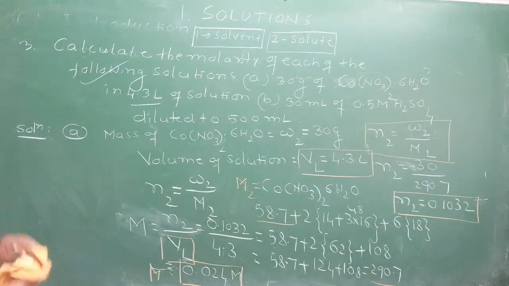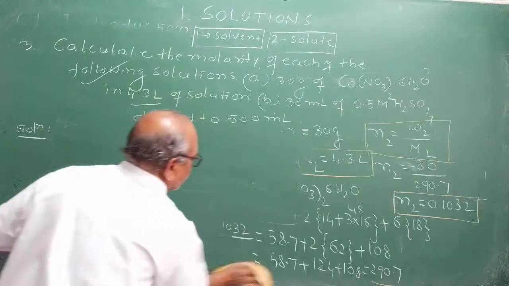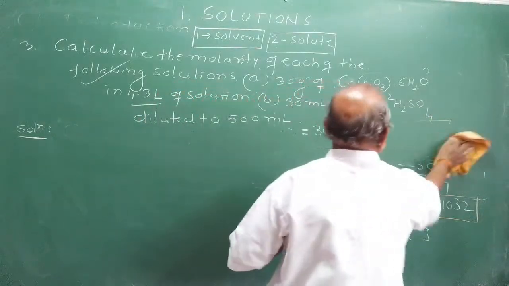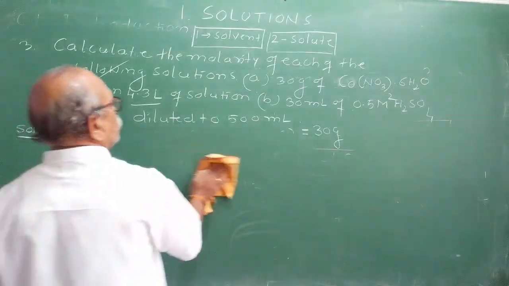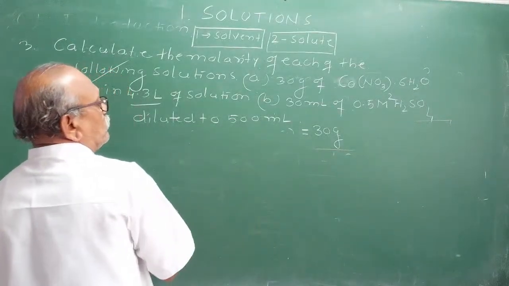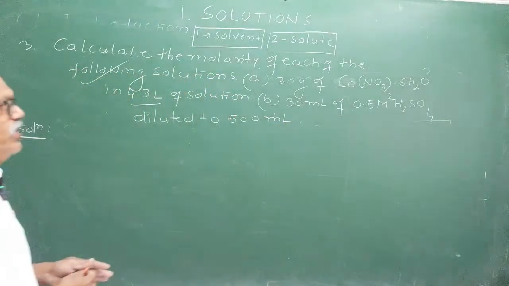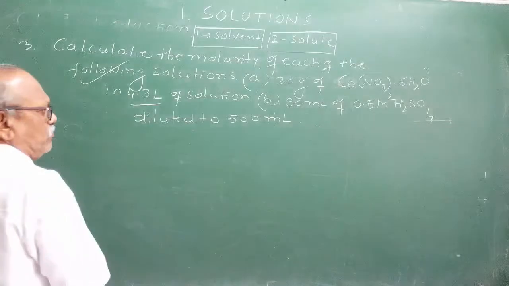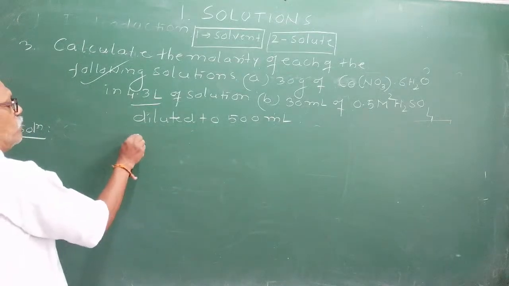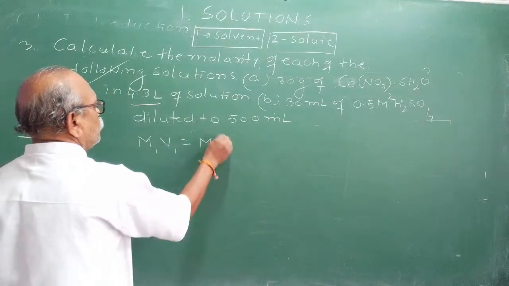I hope you understood the first part of it. I hope you noted it. You continue with the second part. Second part is very easy, because what you are given with here is 30 ml of 0.5 m H2SO4. There is a formula: M1 V1 is equal to M2 V2.